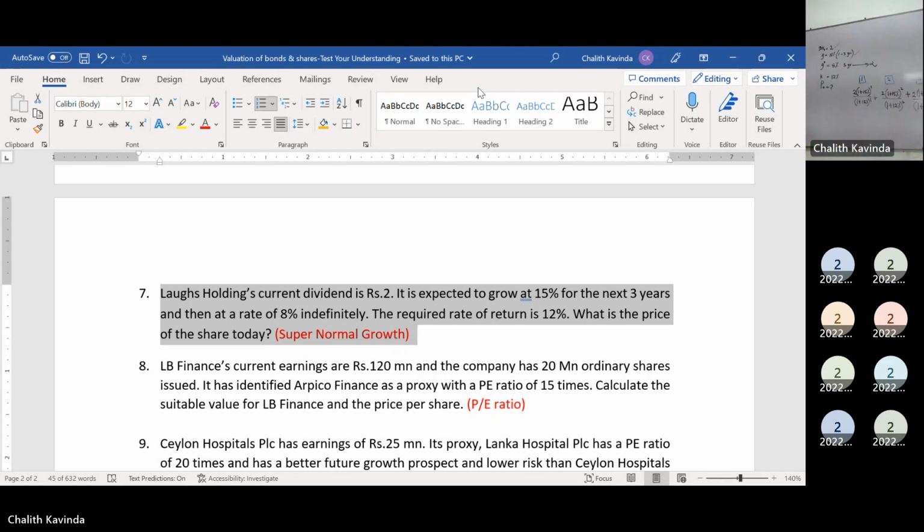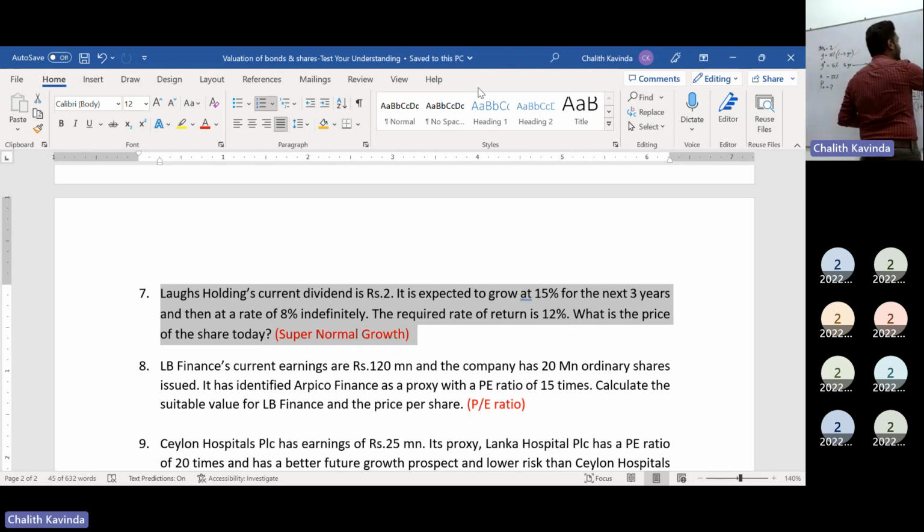Now, up to year 3, fine. It directly says the dividend will be increased at a rate of 15% up to 3 years. After that, it says the dividend will be increased at 8% till infinity. Does it link with the number of years? No. That's the first question you have to ask yourself: is the growth rate of the dividend linked with the number of years or not? It's not.